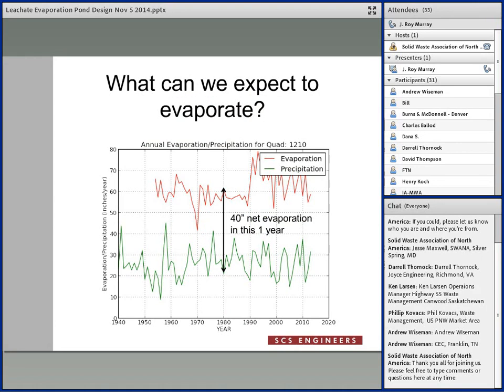So what can we expect to evaporate? The net evaporation is going to be that gap between your precipitation and your evaporation. It's going to average out, but in any one year, in this particular year we looked at, 1980, we would have evaporated 40 inches more of liquid than we got in rainfall.